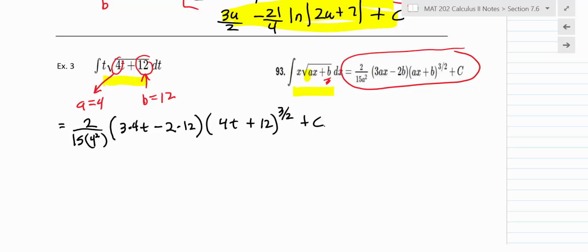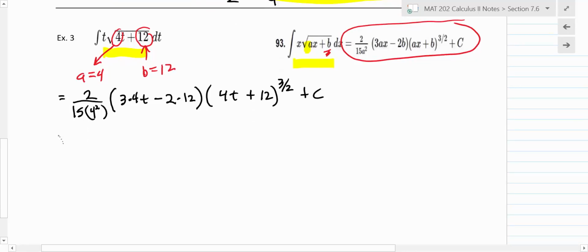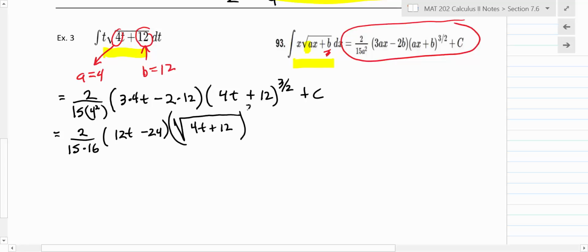You don't want to stop there. You want to do whatever simplification you can, so the rest of this becomes an algebra problem. This is going to be 2 over 15 times 16. You could take your calculator and multiply that out, but I'm not going to, because I suspect something is going to happen with factoring. This is going to be 12t minus 24. And this one I'm going to write as a square root: the square root of 4t plus 12, with the whole thing to the 3rd power.